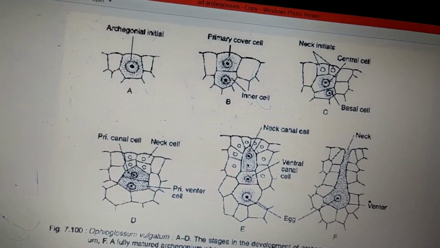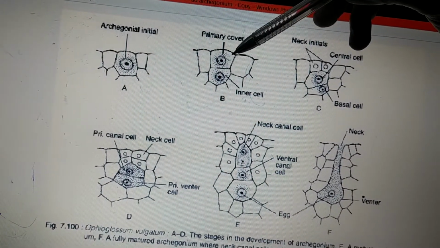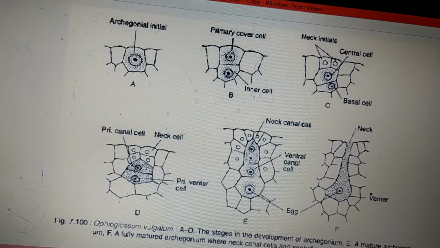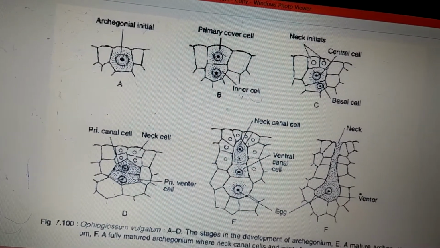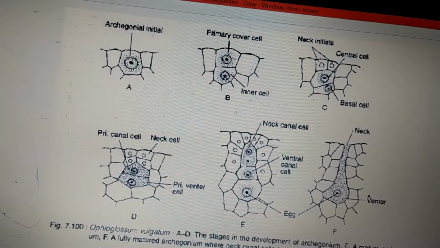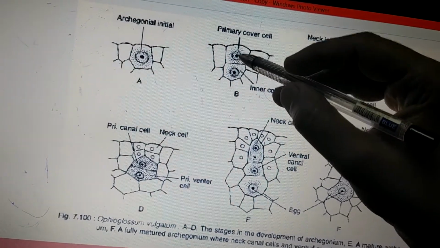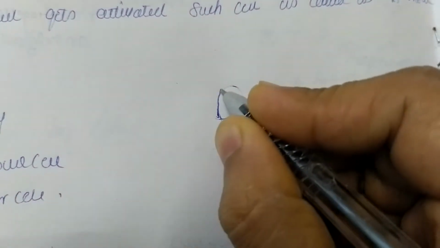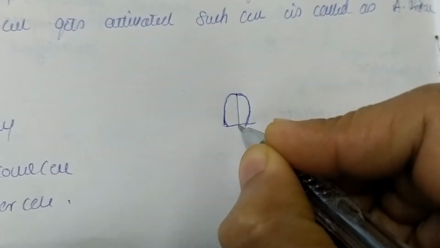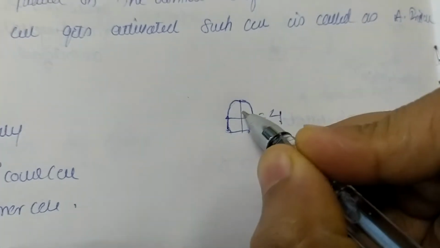Now this archegonial initial cell is going to undergo the first periclinal division, leading to the formation of an upper primary cover cell and a lower inner cell. Now this upper primary cover cell is going to undergo two vertical divisions. First vertical division, and another division at right angle to this one, leading to the formation of 4 cells.